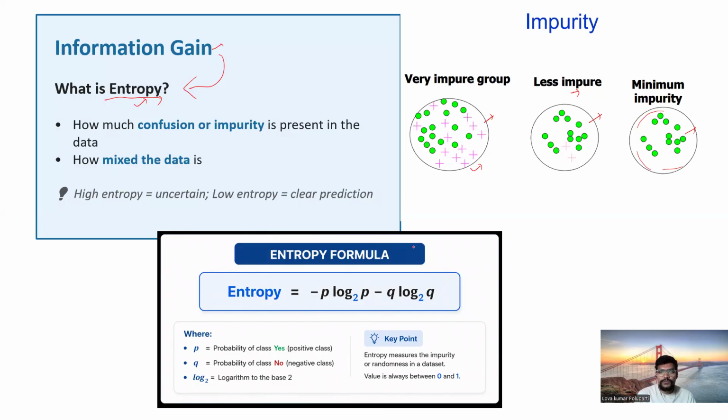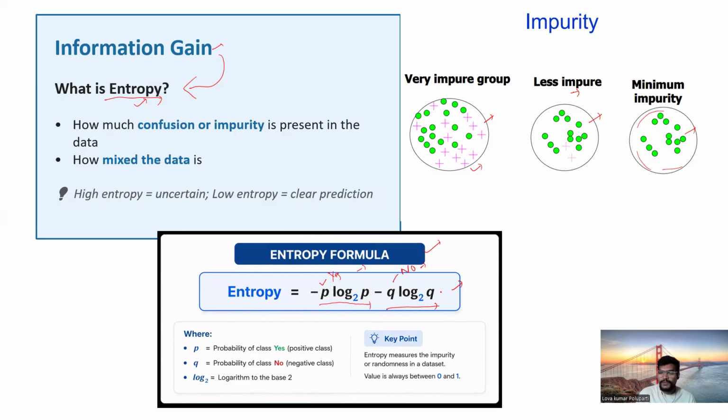For that, we have a formula. After a lot of research, people decided on one formula: minus p log2 p minus q log2 q. What exactly does this mean? Here p is one class. Let's say people are applying for a loan, and they are either eligible for the loan, yes, or no. They belong to the yes class or the no class of the target. We take these into consideration and based on that we figure out the entropy.